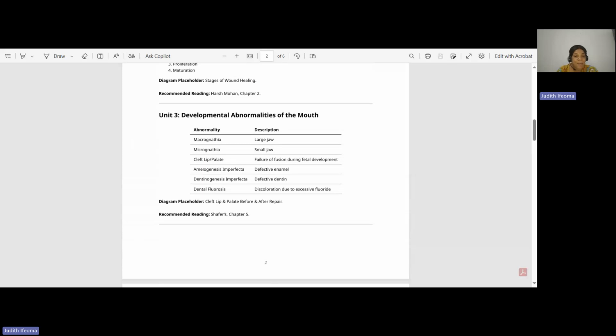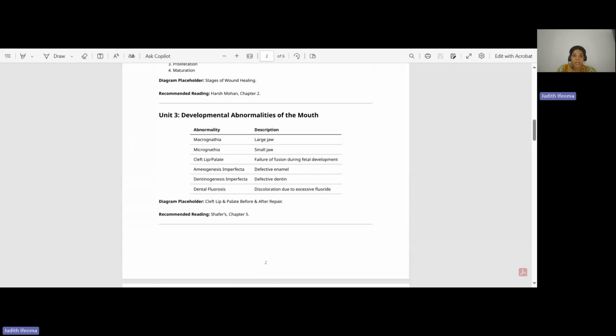Amelogenesis imperfecta. Amelo means enamel, genesis is formation, and imperfecta is imperfect. So it means defective enamel formation. These patients have teeth that look discolored or weak.